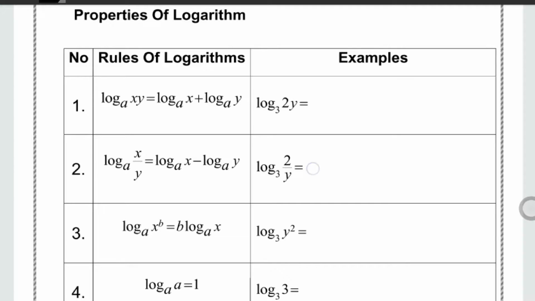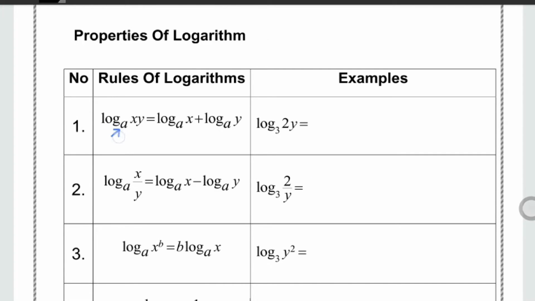The first rule is log xy base a equals log x base a plus log y base a. As we can see here, we have a as the base and the argument is xy, which is in the form of a product of x and y. So we can rewrite log xy base a as log x base a plus log y base a. And notice here that we have a as the base.